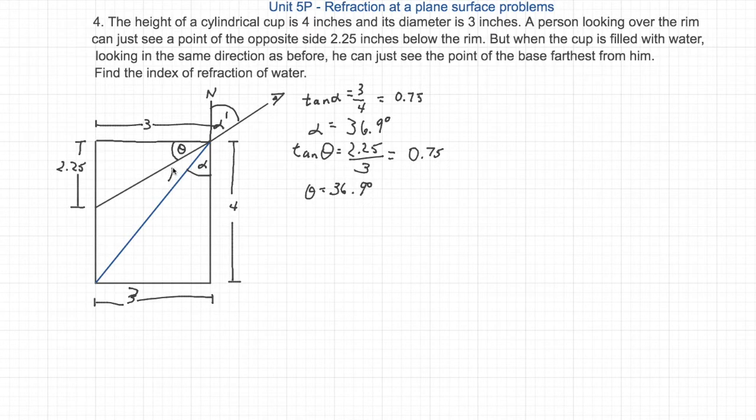Now let's calculate angle beta. Now you can see that alpha plus beta plus theta all have to add up to 90 degrees. So angle beta equals 90 minus 2 times 36.9. That equals 16.2 degrees. Now you can see angle alpha prime is the vertical angle to angle beta plus angle alpha.